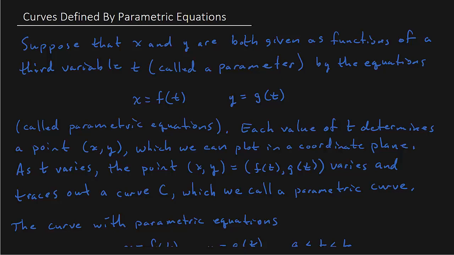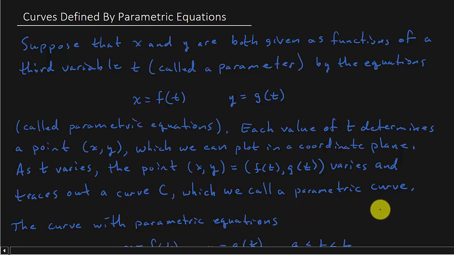So suppose that x and y are both given as a function of a third variable t called a parameter by the equations x equals f of t, y equals g of t. These are called parametric equations. Each value of t determines a point x y, which we can plot in a coordinate plane. As t varies, the point x y equals f of t, g of t varies and traces out a curve c, which we call a parametric curve.